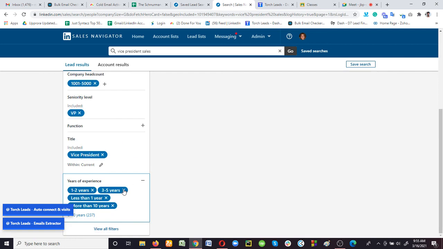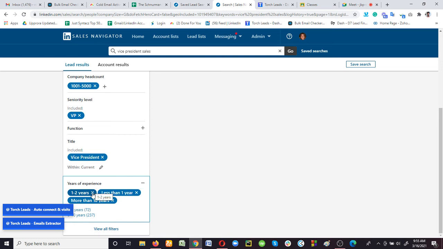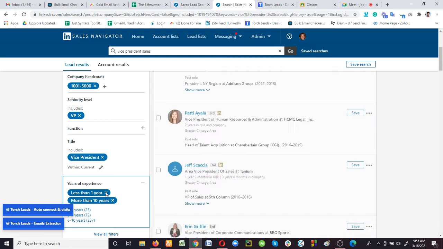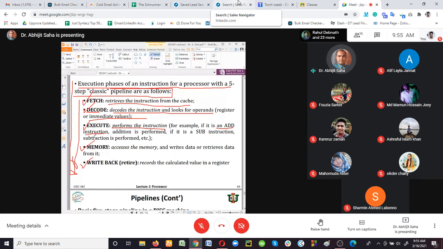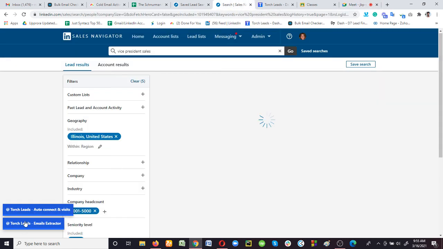Fetch retrieves the instructions from the cache. Decode decodes the instruction and looks for the operands, registers or immediate values. And execute performs the instruction. For example, if you are giving an add instruction with an operand, the add instruction is going to be the opcode. That is the operation code, right?